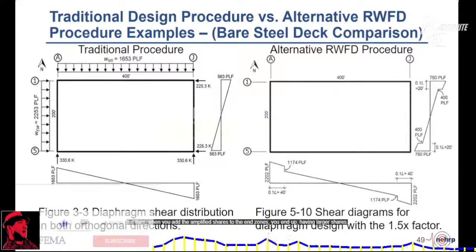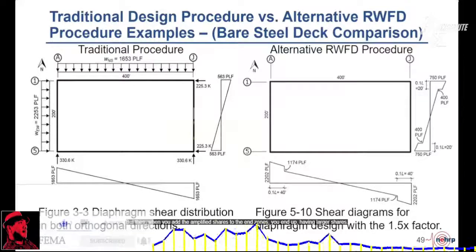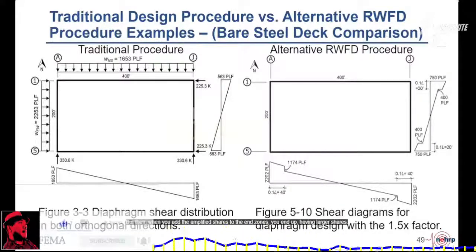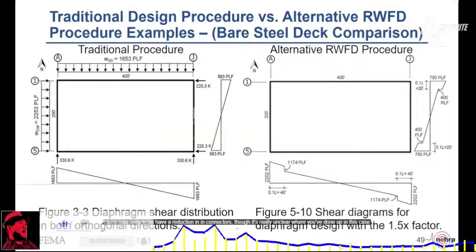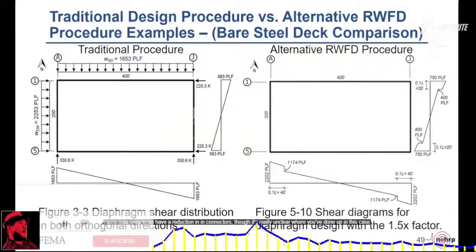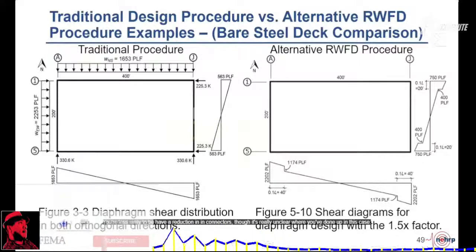But then when you add the amplified shears to the end zones, you end up having larger shears in the end zones. So you can see, because you're up on the peak of the spectrum, you're less likely to have a reduction in connectors, though it's really unclear where you'd end up in this case.